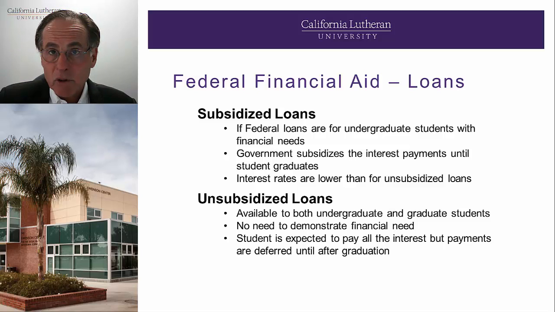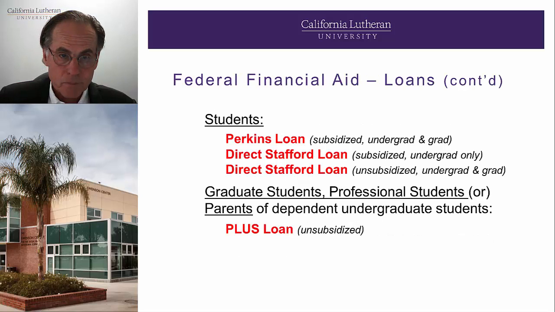Loans that are not subsidized accrue interest through the school period. Once the student graduates, he or she makes payments for the loan, current interest, and the accrued interest. Three types of federal student loans are the Perkins loan, the subsidized Stafford loan, and the unsubsidized Stafford loan. The government also offers an unsubsidized PLUS loan to graduate students, professional students, or parents of dependent undergraduate students.